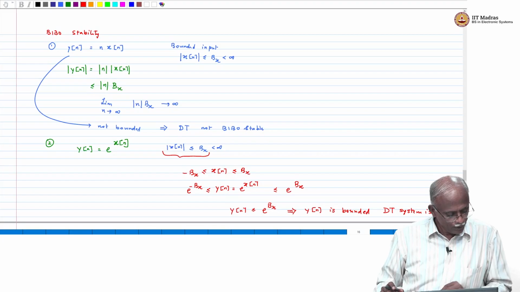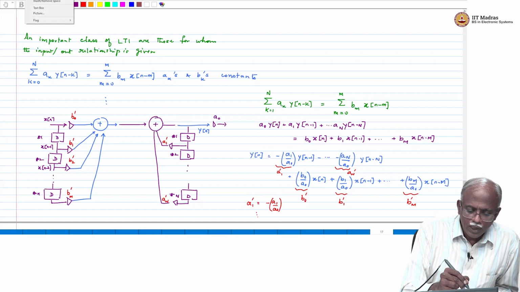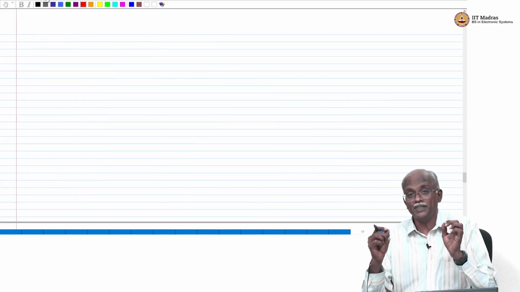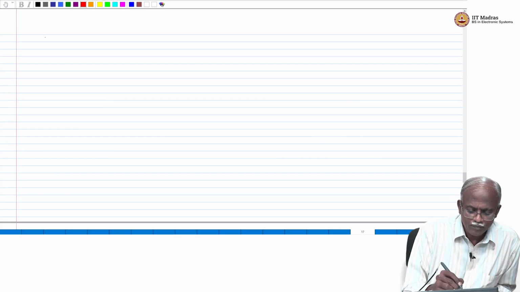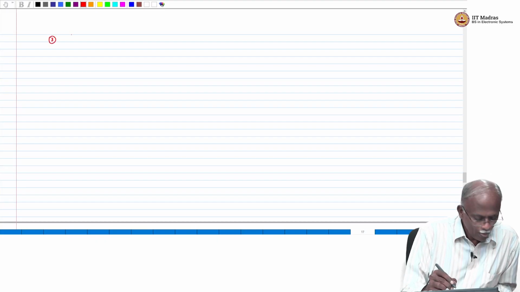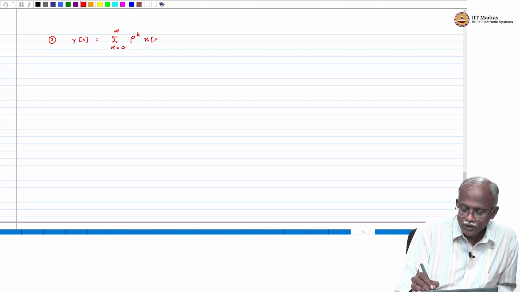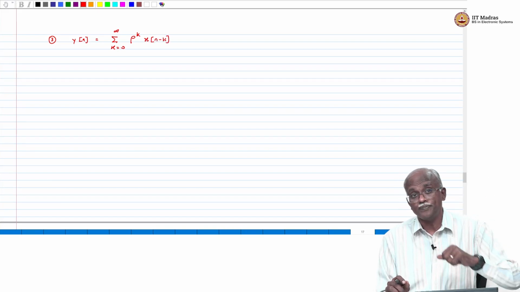All right. Now, one last one where I want you to look and think about it, because it's a combination of concepts. So, I want you to take time to look at it carefully. This is example number 3. Y of n is given to us as summation k equal to 0 through infinity rho power k x of n minus k. This is the input output relationship.